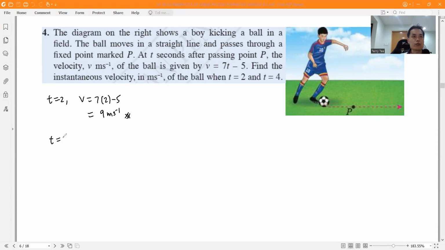When t equals 4, your v is 7 times 4 minus 5. 7 times 4 is 28. 28 minus 5, 23 meters per second.